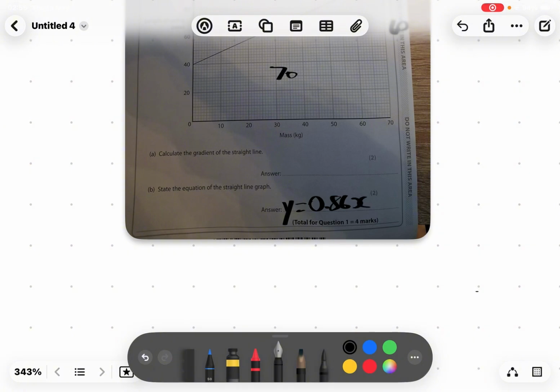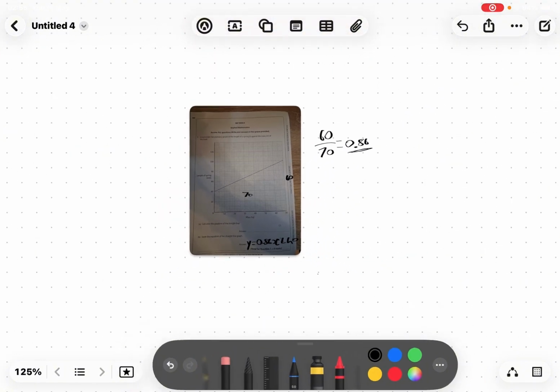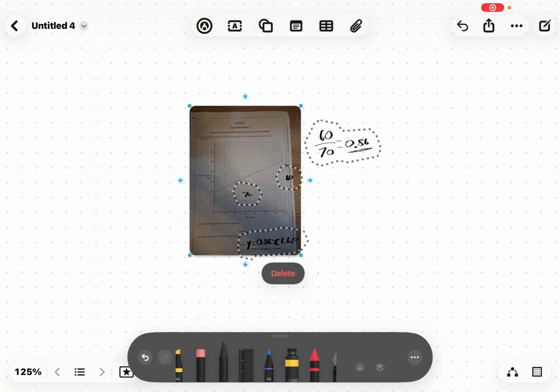I put x and then the y-intercept, and because there's no this, wait, what is the x? Because it's not like the y-intercept, we can't see it. It's going to be 40 because that's where it starts from. So plus 40. That looks so bad, but yeah. And then we have another question.